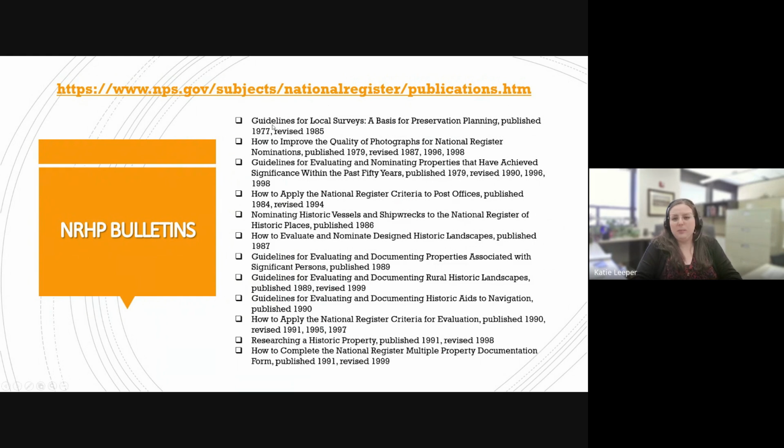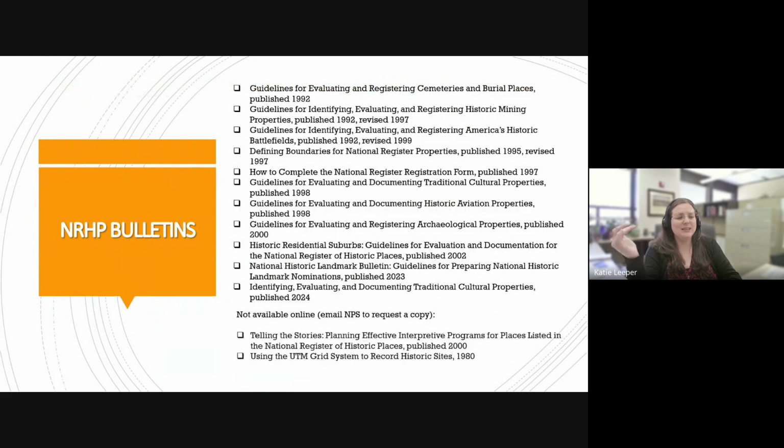And we'll be talking about the first one, guidelines for local surveys. But you can see it's got everything from shipwrecks to rural historic landscapes, historic aviation properties, and more. The most recently released was documenting traditional cultural properties. And then there are a couple that you have to actually request access for. I noted those down there. But if you're coming up on an issue and you need additional information, this is the best place to start.